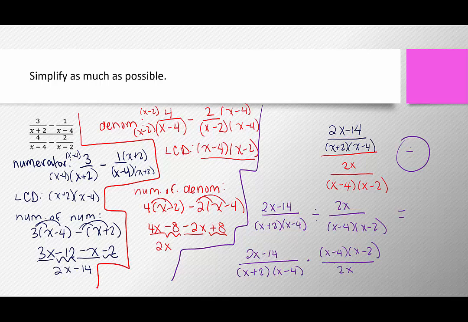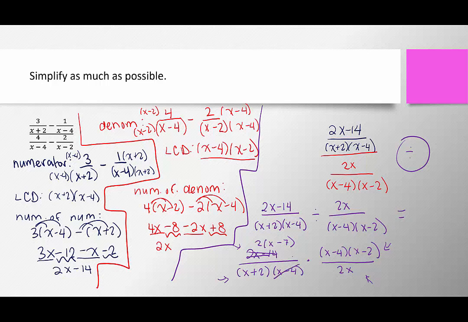Now we want to factor anything that could be factored. The only thing left, because we already see this one is factored, this one is factored, and that's as factored as it's going to get, is this numerator here. We have a GCF. 2x and 14 are both divisible by 2. I'm just going to cross this out and rewrite it as 2 times x minus 7. Now everything's factored. Look to see if you can simplify.